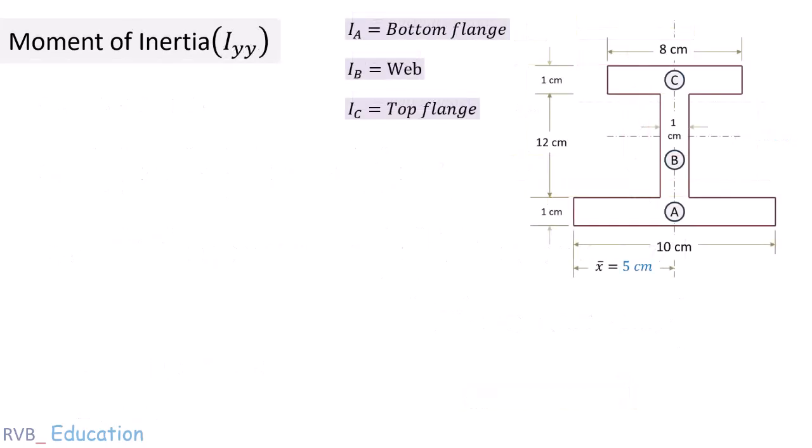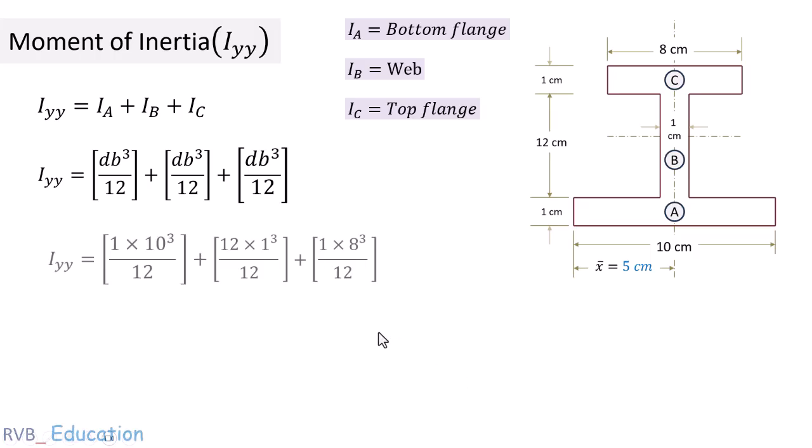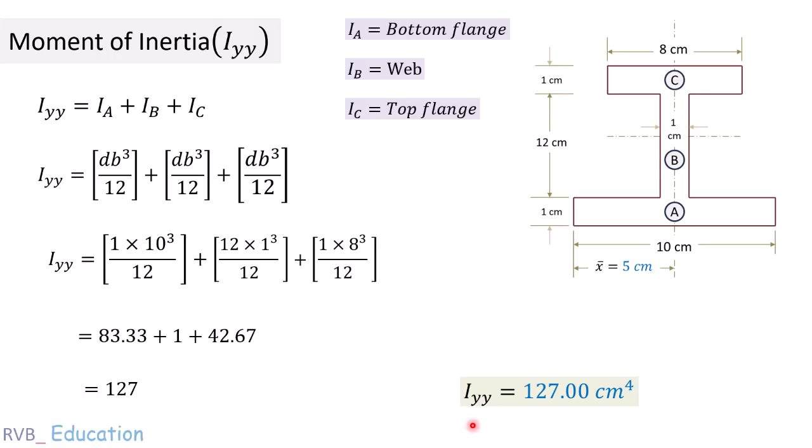Next, we calculate the moment of inertia about the centroidal y-axis. Unlike the calculation of Ixx, the parallel axis theorem is not required for this because the centroidal y-axis of each component coincides with the centroidal y-axis of the entire I section. And this is the complete solution step by step. Just see here and we get Iyy is equal to 127 centimeter raised to 4.